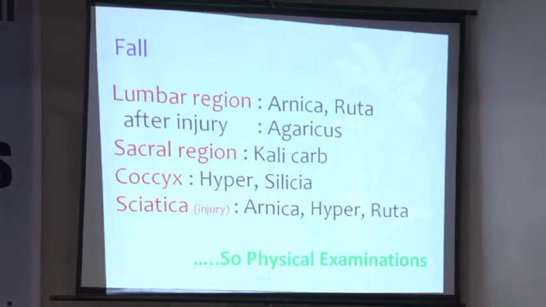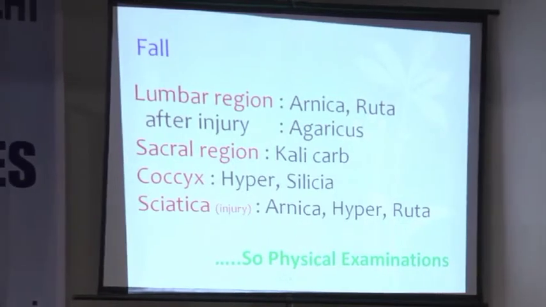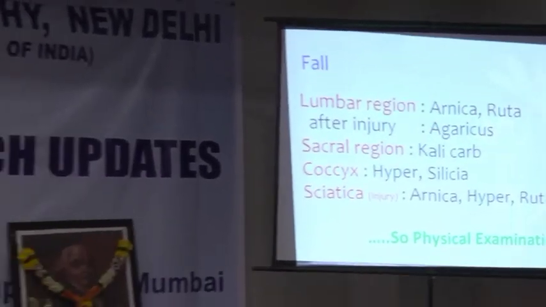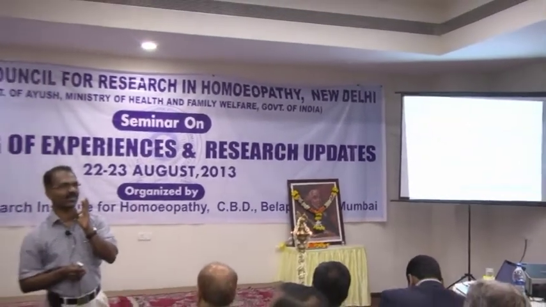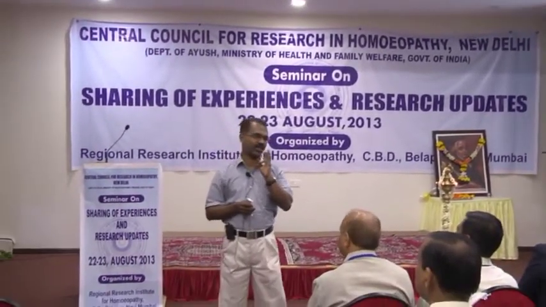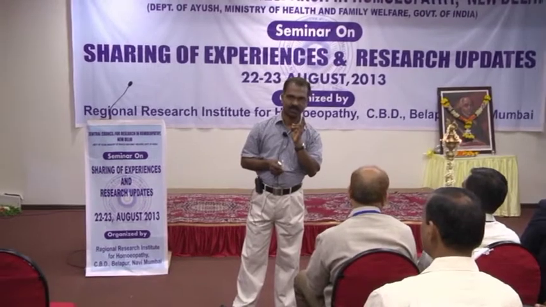Sciatica after a fall: the remedies are arnica, hypericum and ruta. That is in the chapter extremities. Pain, lower limb, sciatica, fall after. The remedies are arnica, hypericum and ruta. So my point is that the remedies will change entirely based on the location. So we should be very careful with the physical examination. Physical examination is highly unavoidable in the case of rheumatological disorders and neurospinal disorders.